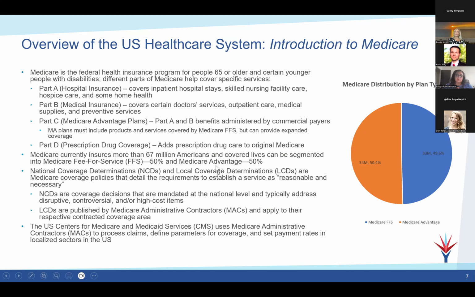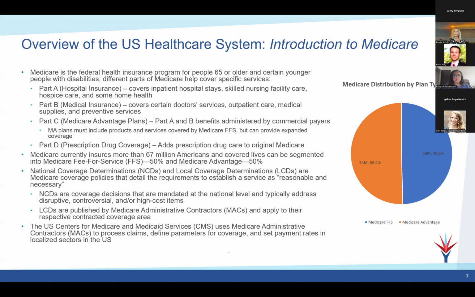Medicare does currently insure more than 67 million Americans, about 20% of the total population in the US. And I told you that there's about a 50-50 split between fee-for-service and Medicare Advantage. There are two different kinds of coverage policies: national coverage determinations, or NCDs, and local coverage determinations, LCDs. You might think that you would want your technology covered under a national coverage determination. And why would I go to individual regional payers and or claims processors when I can just do this nationally?